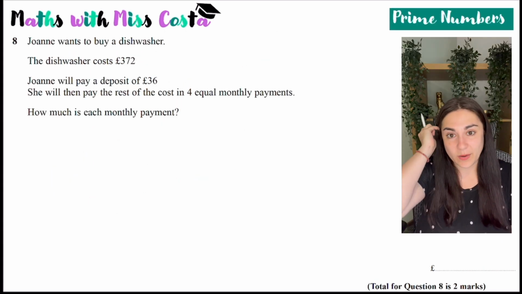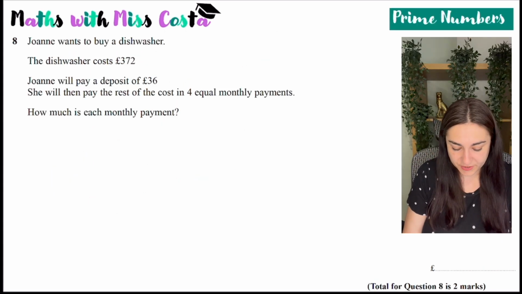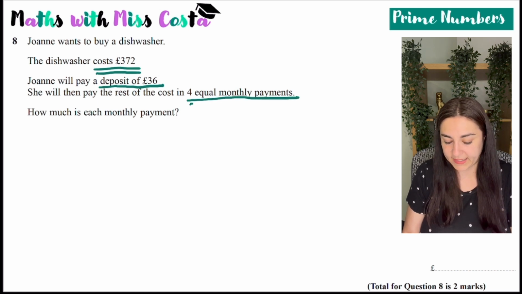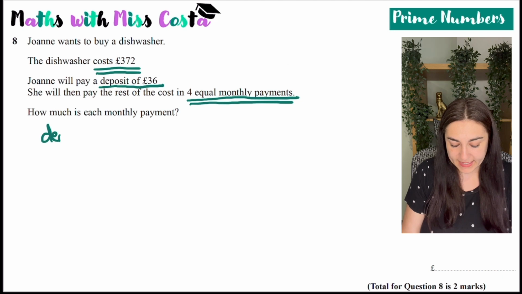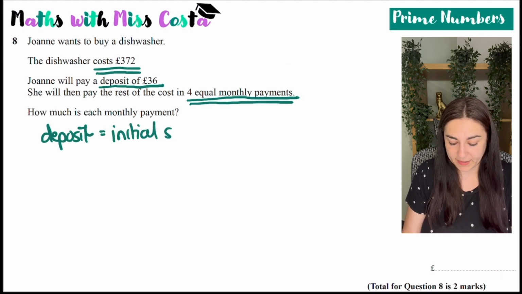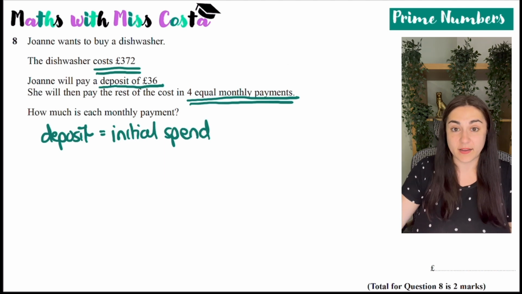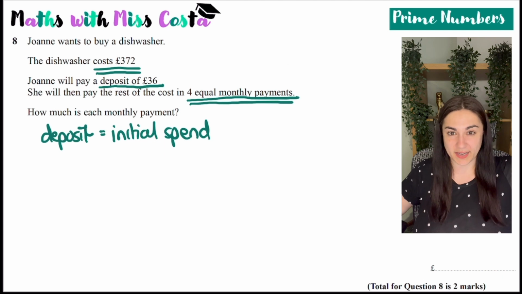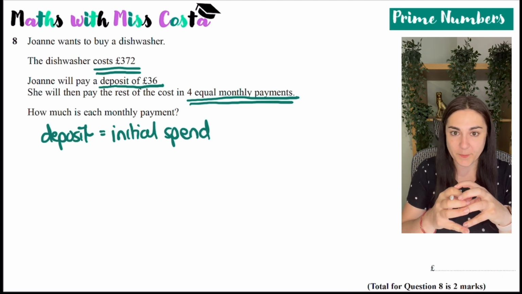Next, I'm told that Joanne wants to buy a dishwasher. The dishwasher costs £372. Joanne will pay a deposit of £36. She will then pay the rest of the cost in 4 equal monthly payments. So a deposit is like the initial spend that you make. Sometimes you can't afford to buy something outright because you don't have enough cash, so you pay a deposit to secure that purchase. So the deposit is just the initial bit of money that you pay.